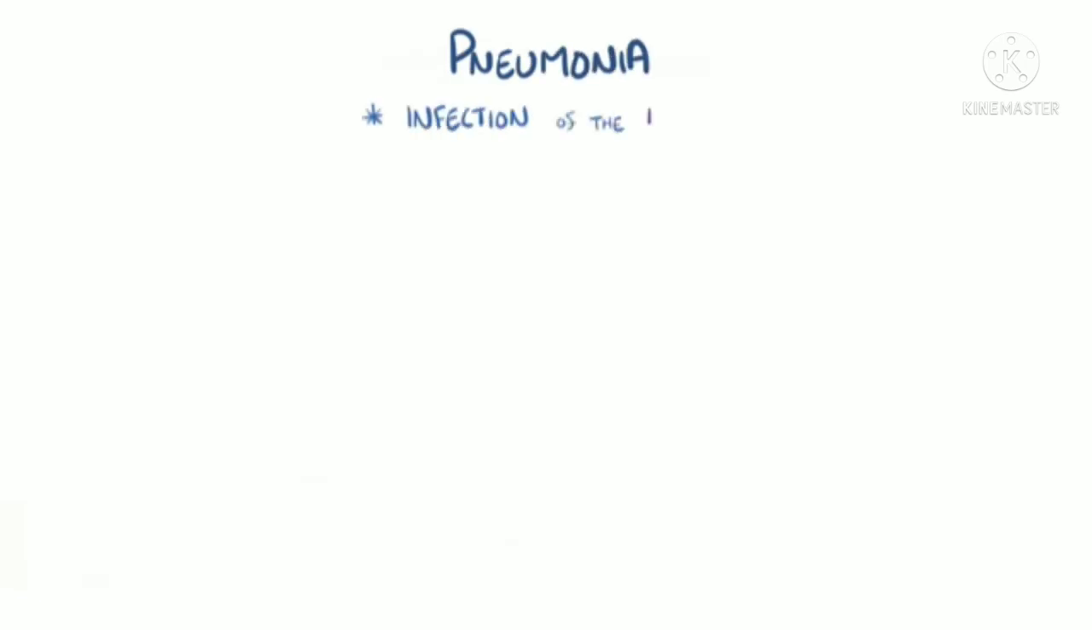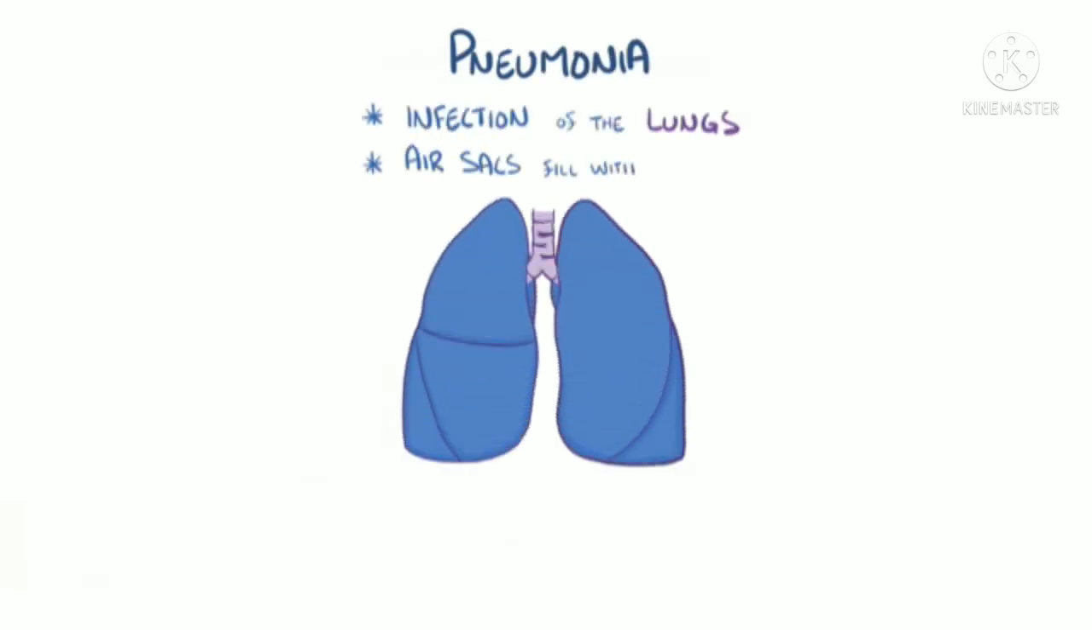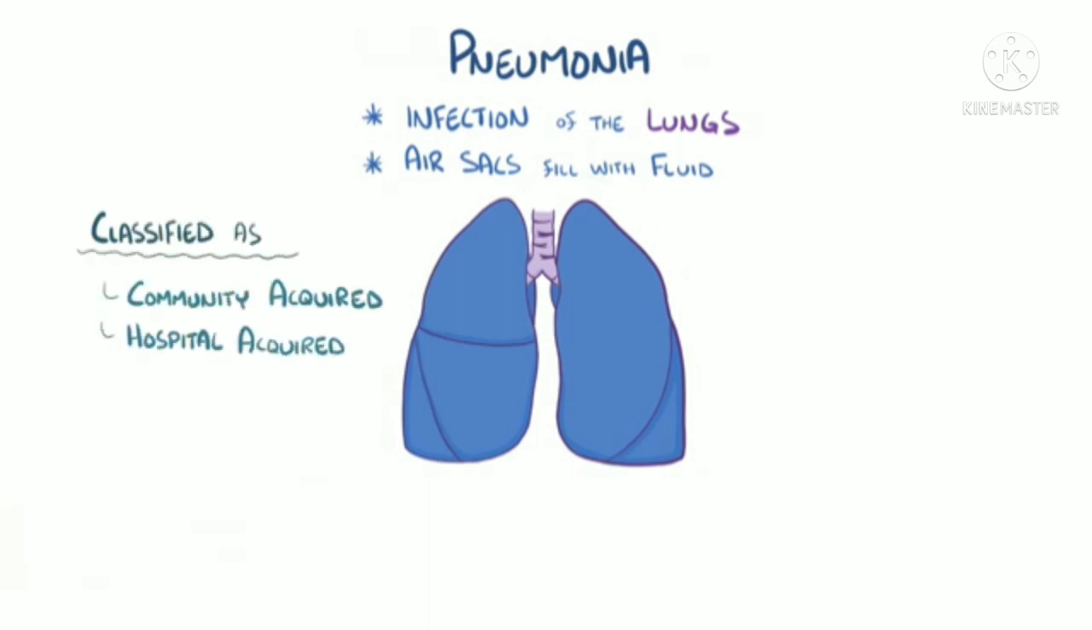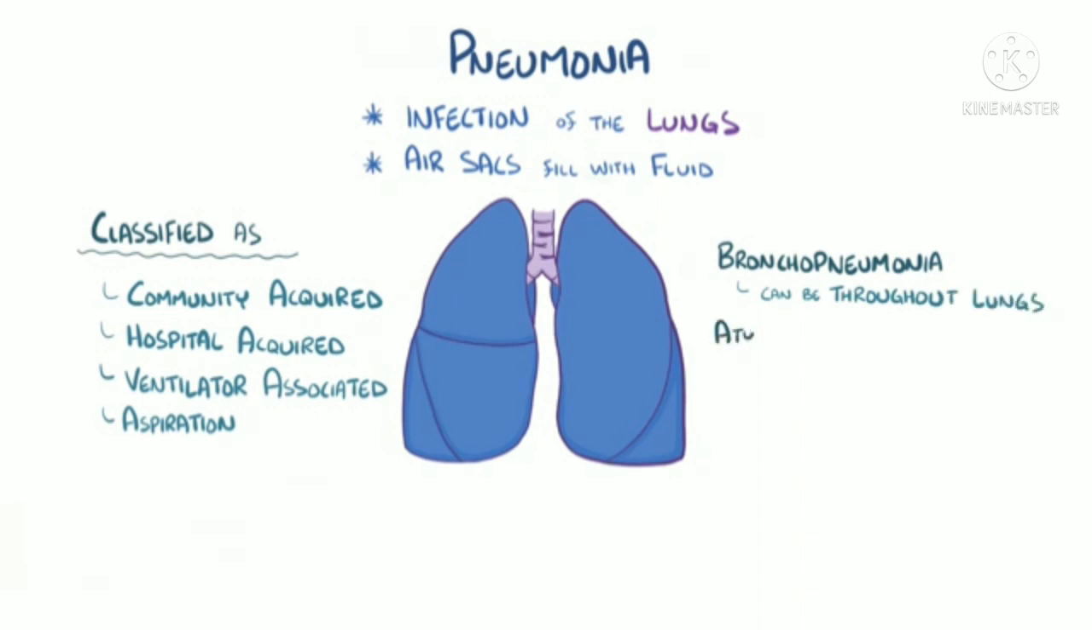Pneumonia is an infection of the lungs that results in air sacs being filled with fluid. The disease can be classified by being either community-acquired, hospital-acquired, with some of those being ventilator-associated pneumonias, or aspiration pneumonias. Pneumonia can also be characterized by where the infection is in the lungs. Bronchopneumonia is spread throughout the lungs. Atypical or interstitial pneumonia happens in the interstitium around the alveoli, and lobar pneumonia usually infects an entire lobe of the lung.